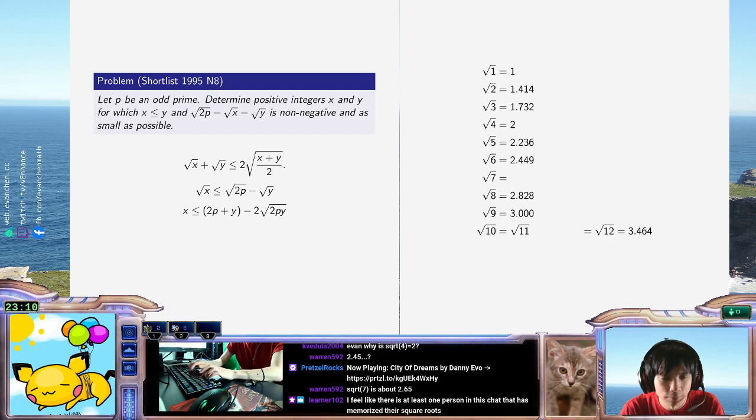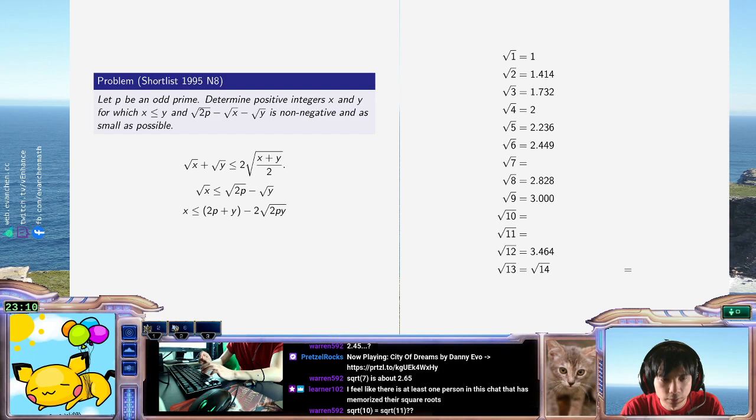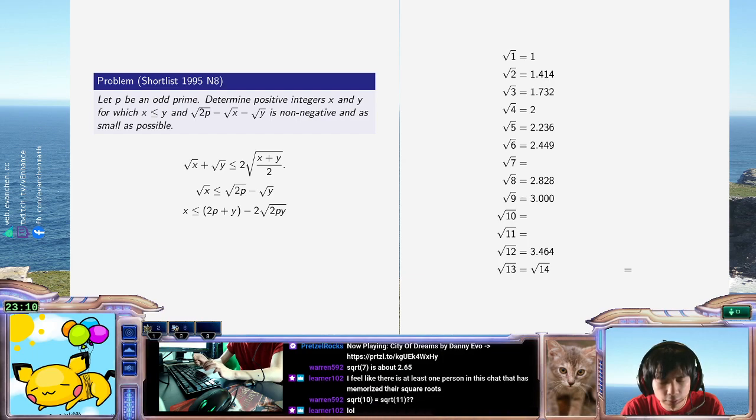And root 13 is whatever, and then root 14 is something. Oh my god. Okay, anyways, root 10. What is root 10? Root 10 is 3.162.